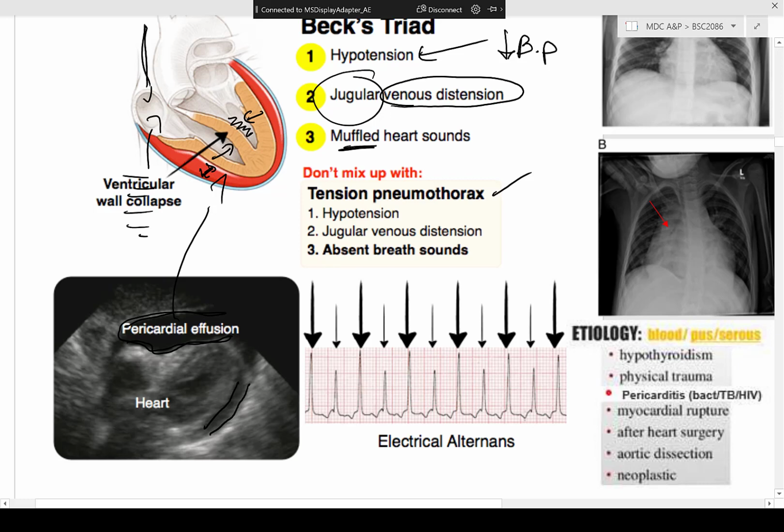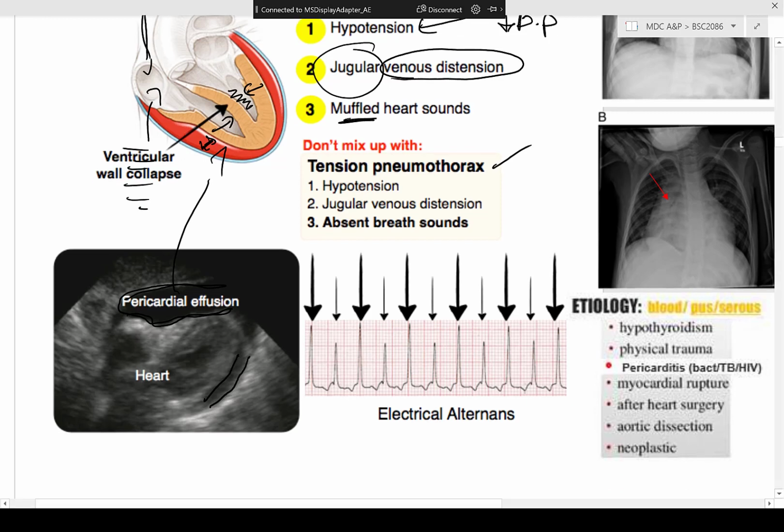What is a tension pneumothorax? If you ever heard, actually, no, never talked about this. So a tension pneumothorax is in the thorax cavity. There is so much air in between the lungs, not inside the lungs, but outside them, that it is compressing and collapsing your lungs. That means that your lungs cannot get filled with air because there's too much air on the outside of the lungs. So your patient will have hypotension.